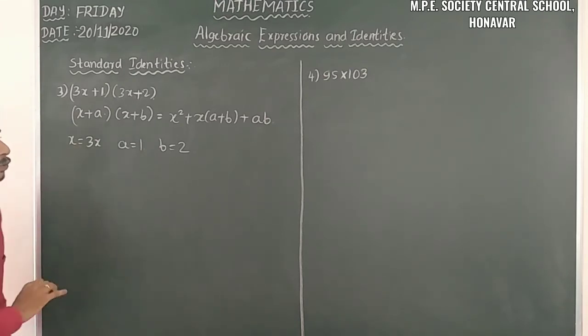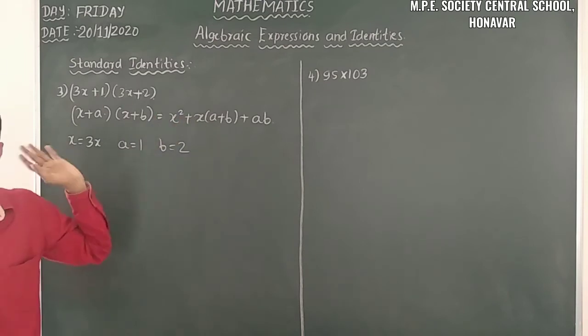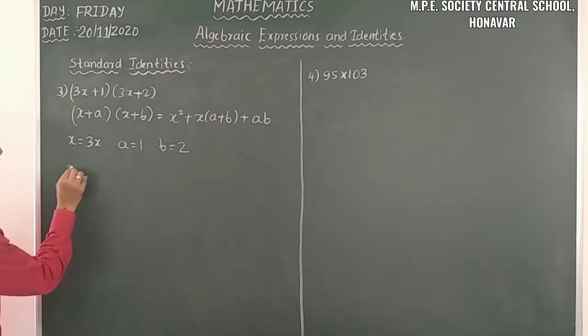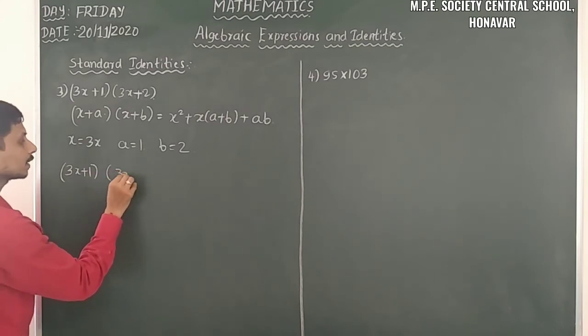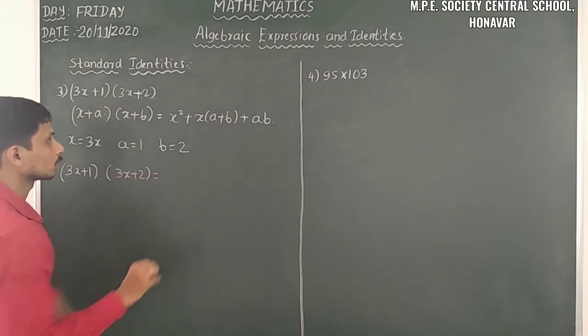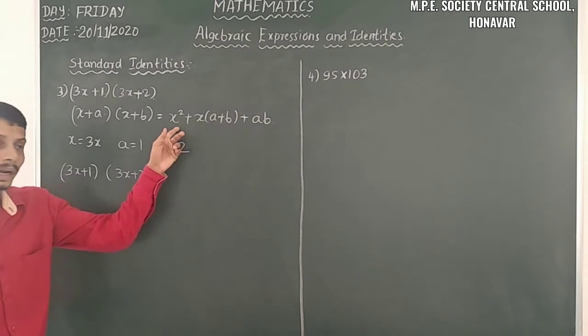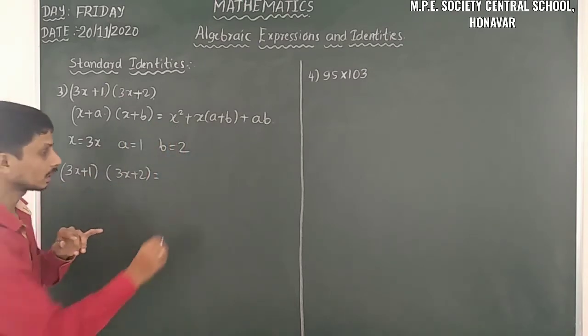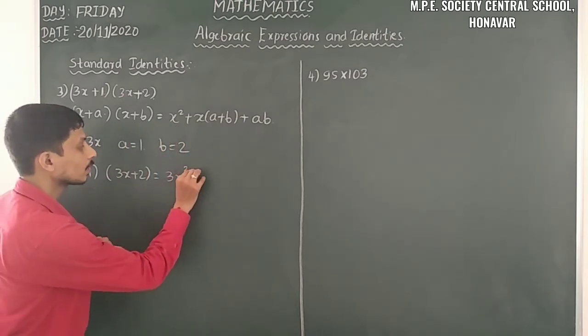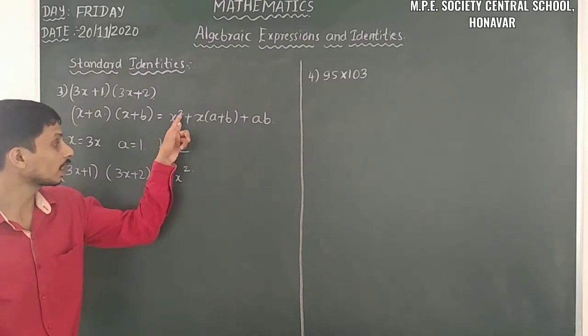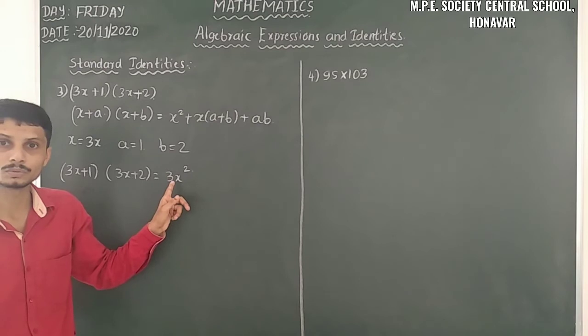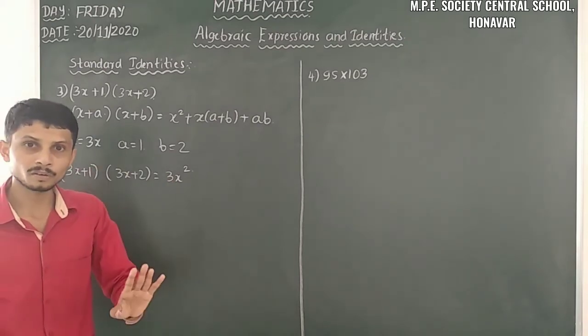Yes. Let us substitute all the things in the given identity. That is (3x + 1)(3x + 2) is equal to, in place of x we have to write 3x. Okay. So don't write it like 3x square. This is completely wrong, because this square belongs to the 3 also. So that's why be aware of those things.